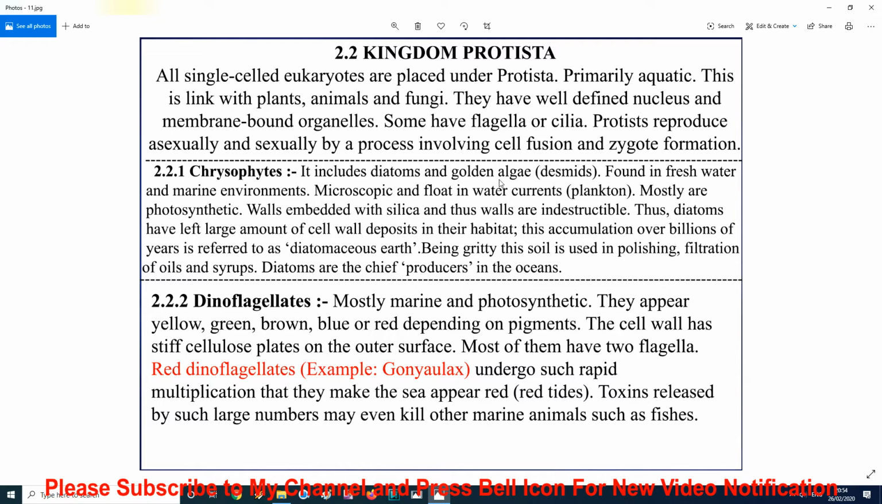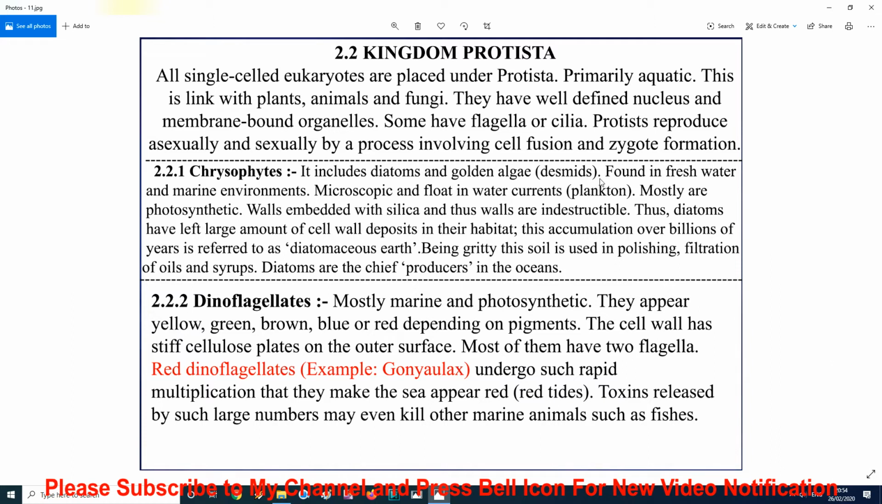It includes diatoms and golden algae, which generally are found in freshwater and marine environments. What is freshwater? The water of a stream, a river, any pond or lake is generally considered freshwater, and marine water is the very salty water. Chrysophytes are generally microscopic and they float on the water current. Generally they are called plankton. The plant body which floats on the water surface is called plankton.